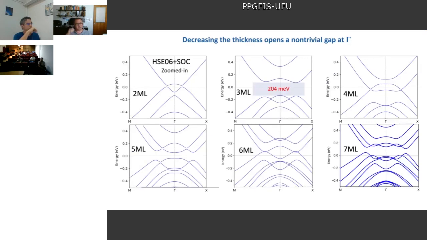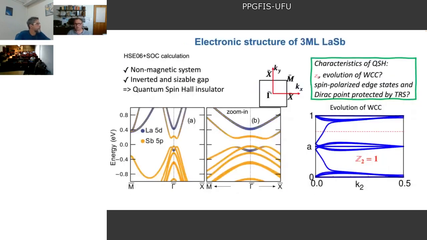And here is a zoom in on the same region. You see two monolayers, you have a small gap, but three monolayers is a sizable gap. And then at four monolayers, there's no gap. At five, there is a gap. And then, of course, up to seven monolayers, we see a sizable gap.